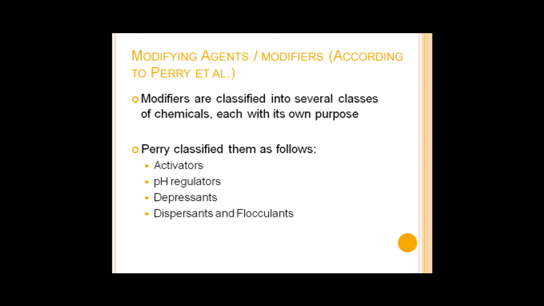Activators are used to make a mineral surface amenable to collector coating. Copper ion is used, for example, to activate sphalerite, rendering the sphalerite surface capable of absorbing a xanthate or dithiophosphate collector. pH regulators such as lime, caustic soda, soda ash, and sulfuric acid are used to control or adjust pH, a very critical factor in many flotation separations.